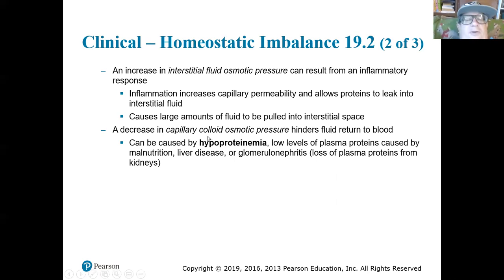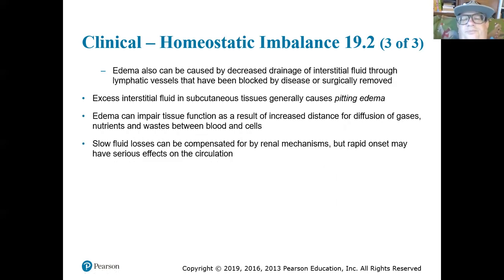Low levels of plasma proteins from malnutrition, liver disease, you're not making all the things that are normally in the blood, or glomerulonephritis, loss of plasma proteins from the kidneys. The glomerulus, the filter membrane in the kidneys, has inflammation, itis. All right, let's move on.